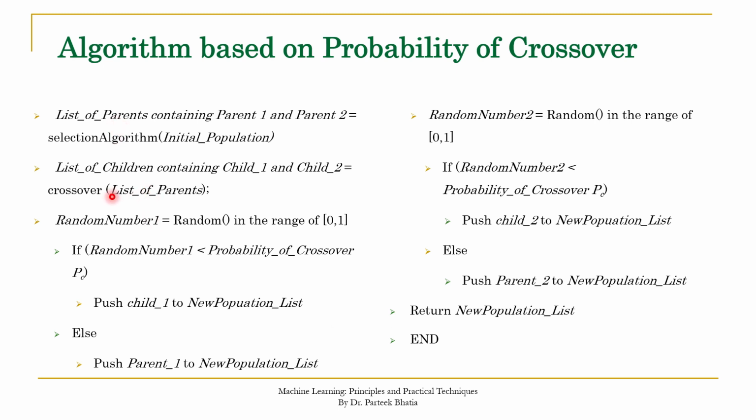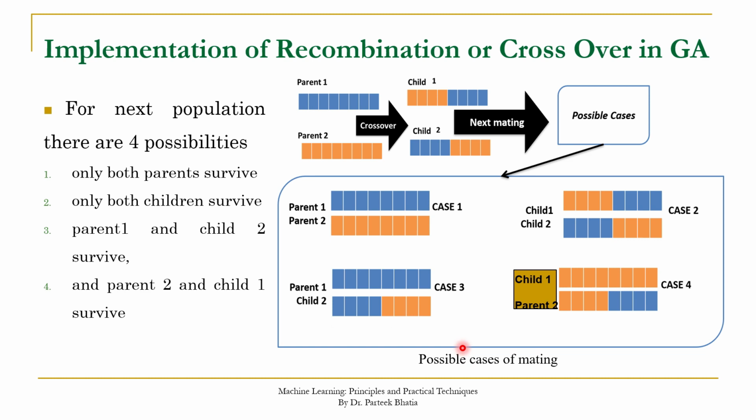Then this list of parents is modified with the process of crossover to create children as child 1 and child 2. Now to decide about the candidate for the next population, random number and probability of crossover is used. If probability of crossover is greater than the random number, then child will be passed, otherwise parent will be passed to the next generation. In this way we have 4 possible cases. In one case only parents passed, in the second case only children passed, in the third case parent 1 and child 2 passed to the next generation, while in the final case child 1 and parent 2 passed to the next generation.